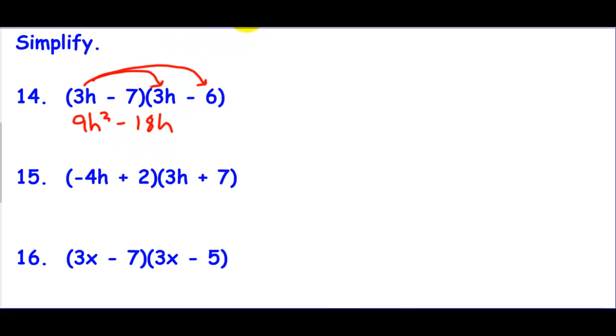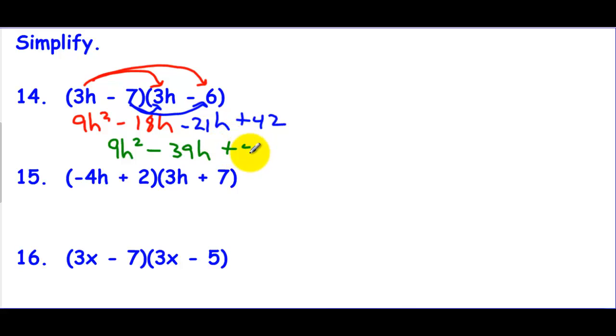And now I have to do the exact same thing with my other one. I'm going to say this has to be done. Well, that looks like negative 21h. And when I do negative 7 times negative 6, that's a 42. Okay? And we said after that, you just have to combine like terms. I see negative 18h minus 21h. Well, that's going to be together negative 39h. And then the other parts just come down. 9h squared at the beginning and a positive 42 at the end. So I'd say this represents the product.